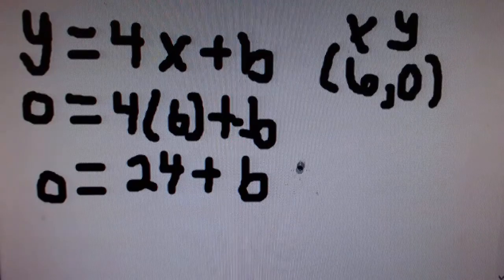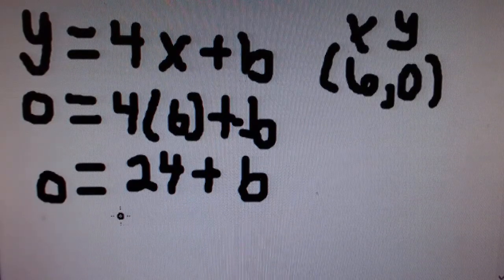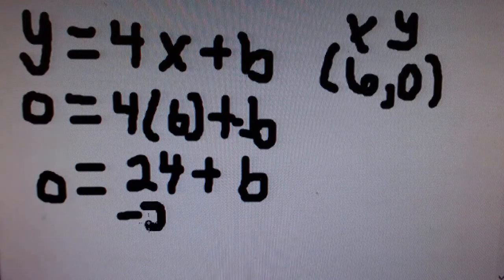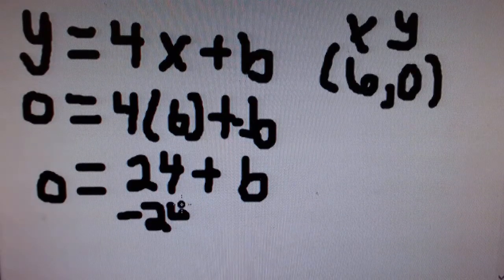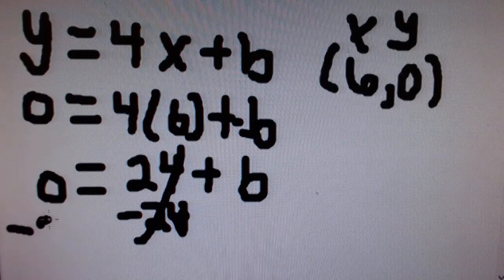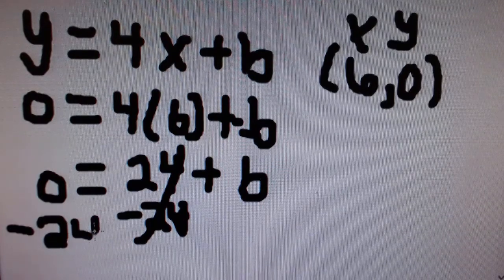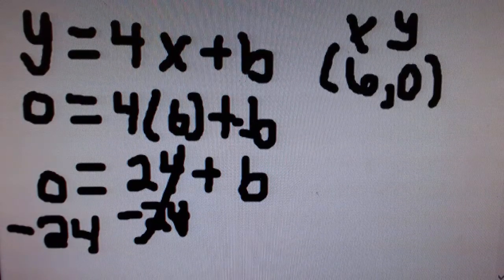Okay, to isolate b, I'll move 24 to the other side of the equal sign by doing the opposite. I'll subtract 24. And whatever I do on the right side of the equal sign, I must do the same thing on the left side of the equal sign. I'll subtract 24. Therefore, b, or our y-intercept, will equal -24.